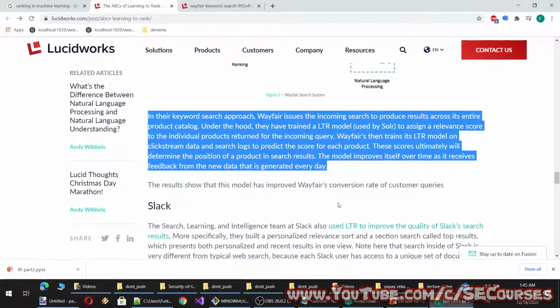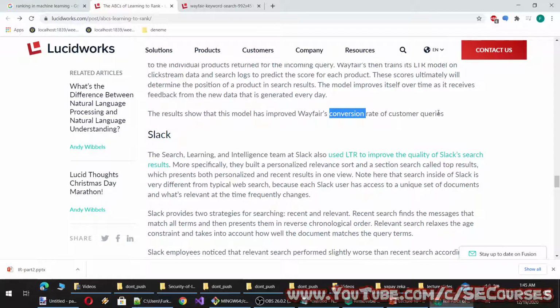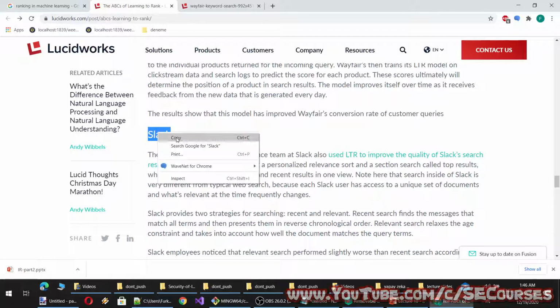In their keyword search approach, Wayfair issues the incoming search to produce results across its entire product catalog. Under the hood, they have trained an LTR model used by Solr to assign a relevance score to the individual products returned for the incoming query. Wayfair trains its LTR model on clickstream data and search logs to predict the score for each product. These scores ultimately determine the position of a product in search results. The model improves itself over time as it receives feedback from the new data that is generated every day. The results show that this model has improved Wayfair's conversion rate of customer queries. Conversion rate means that customers have purchased or shown interest in the returned results.